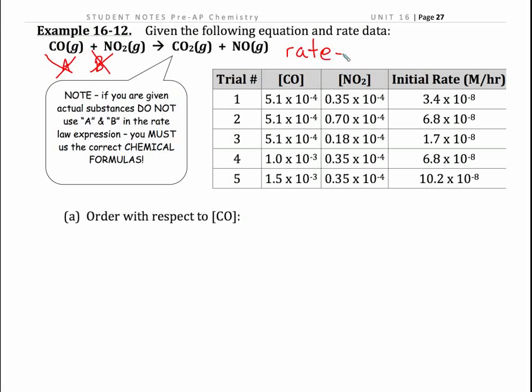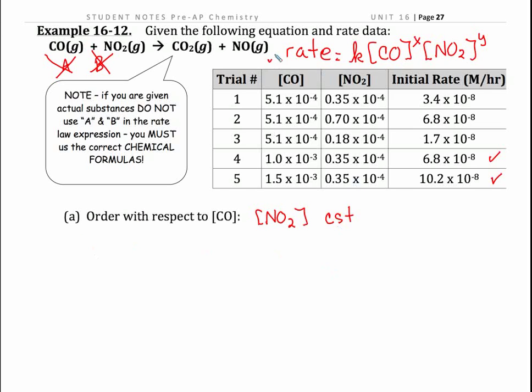So we're going to start with the generic, and we find it's possible that the rate is equal to K times the concentration of carbon monoxide to some power times NO2 to a possibly different power, where X and Y are the orders and can be 0, 1, 2, or maximum really 3 is what you should see. Now, to find the order with respect to CO, we want the concentration of NO2 to be constant or controlled. And so if we look through our data, we find that between trials 4 and 5, CO changes, NO2 does not.